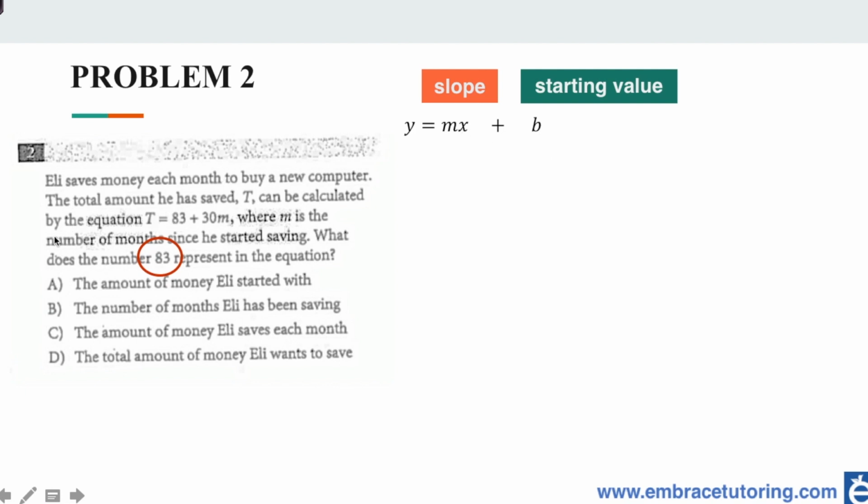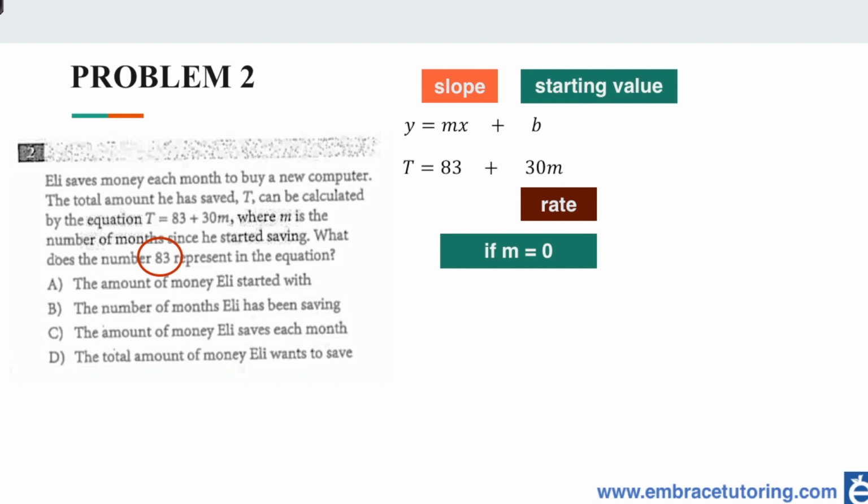So hopefully you can tell that immediately A is most likely going to be your best answer choice because that's what you're starting with. But let's break it down a little bit further. If we make M equal to 0, understanding that the 30 is going to be a rate, and if I were to plug this in, then what you'll see is that this becomes T equals 83 plus 30 times 0. The 30 times 0 becomes 0, and the T equals the 83.